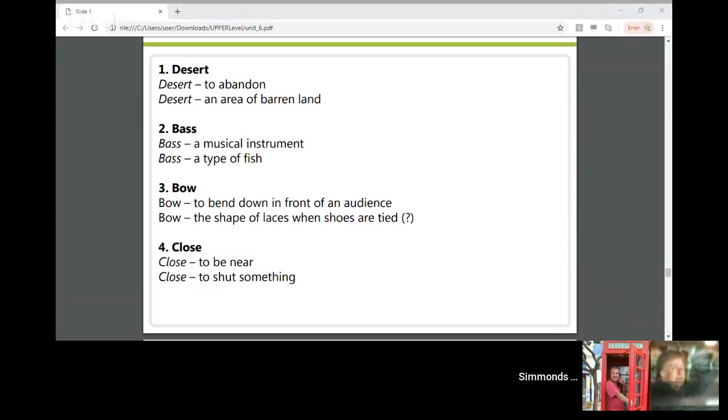Okay. So your second close, to close the door, for example, is correct. But actually, to be near is different. Ken, do you know how to pronounce to be near, close? Close.